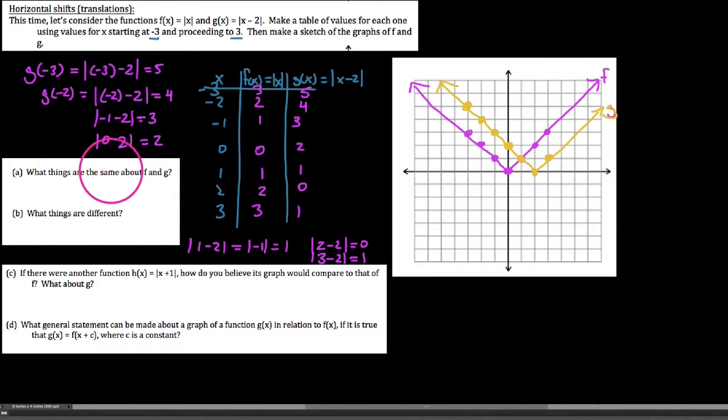So what's the same? We have the same shape. We're preserving the shape, but what things are different? We have a shift. And if I were to ask how it shifted, we shifted g 2 units to the right of the parent function f. We can see that all of the points move 2 units to the right. One might speculate the reason why is because we have this -2 right here. Now, counterintuitively, you would think that -2 would shift it 2 to the left, but it actually shifts it 2 to the right.